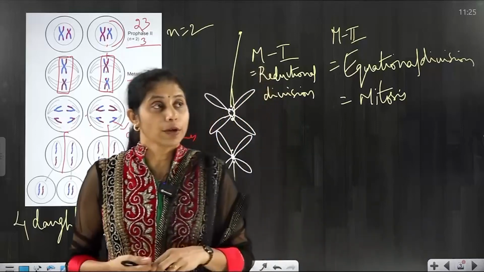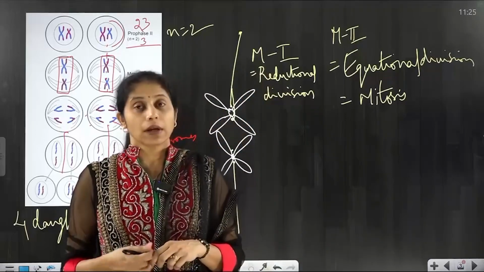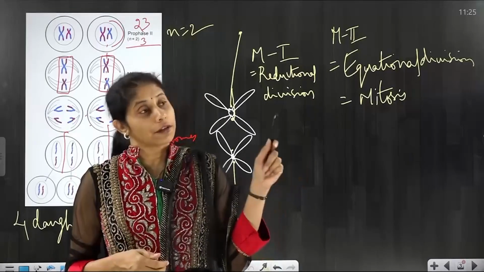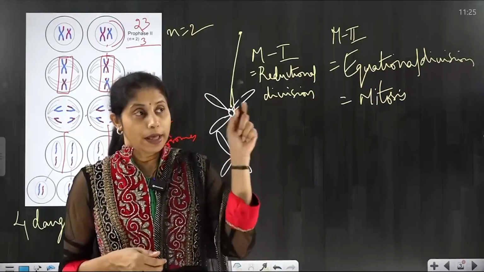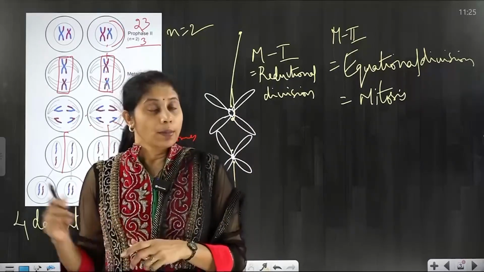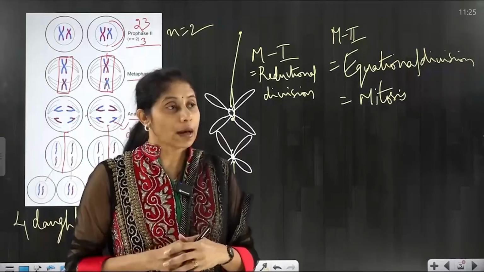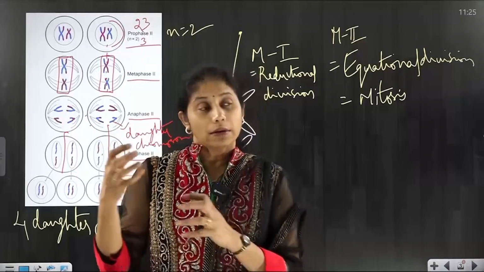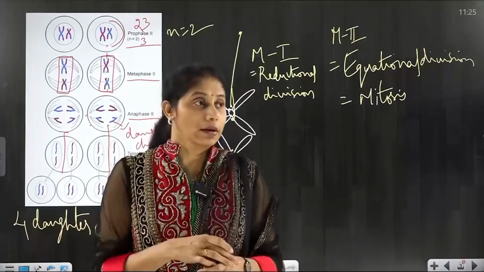Yes, mitosis forms 2 daughter cells only, but meiosis will form 4 daughter cells. By mitosis, whatever the parent cell's chromosome number is, that many chromosomes are present in the daughter cells. Unlike meiosis. In meiosis, what is happening? If you take the 46 chromosomes of a human cell, then the daughter cells are getting only 23.